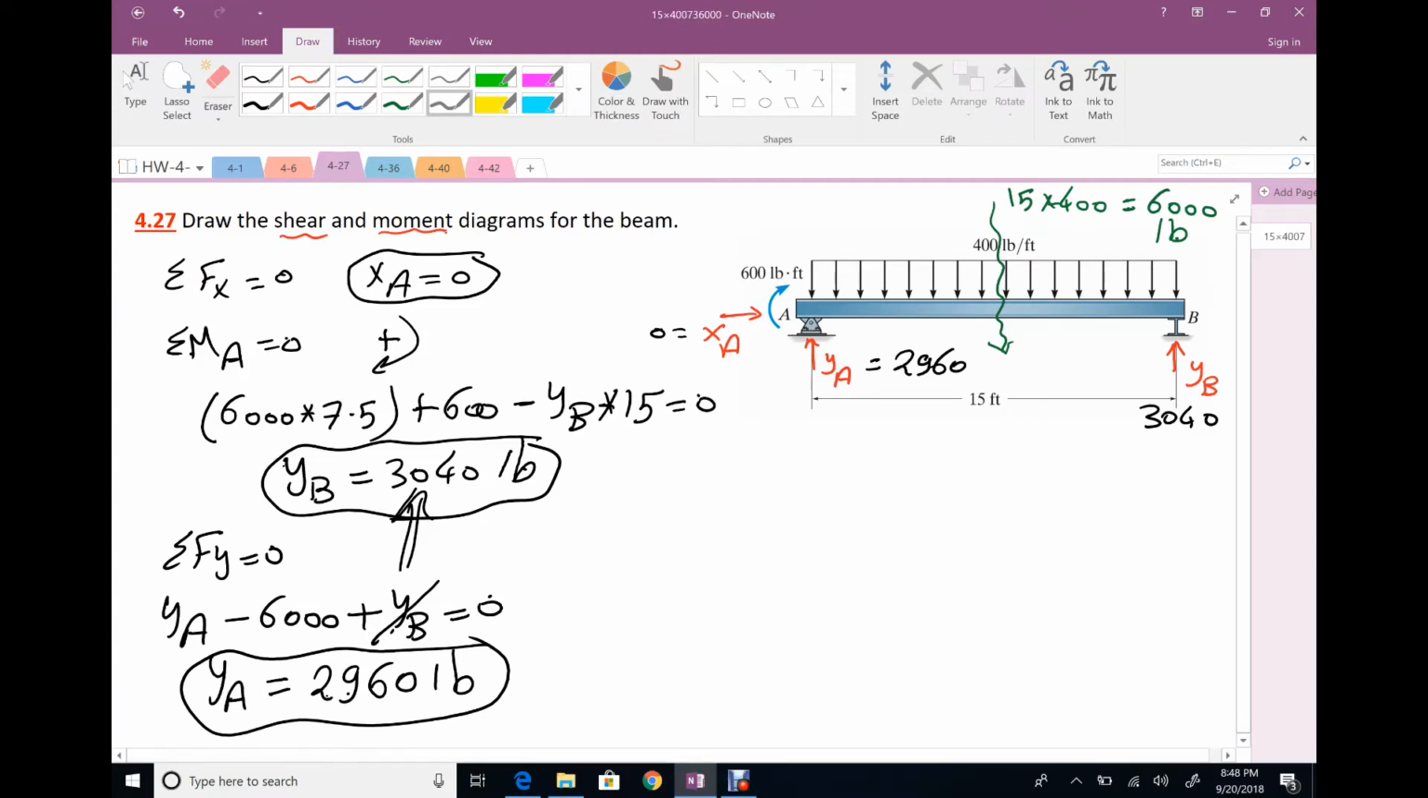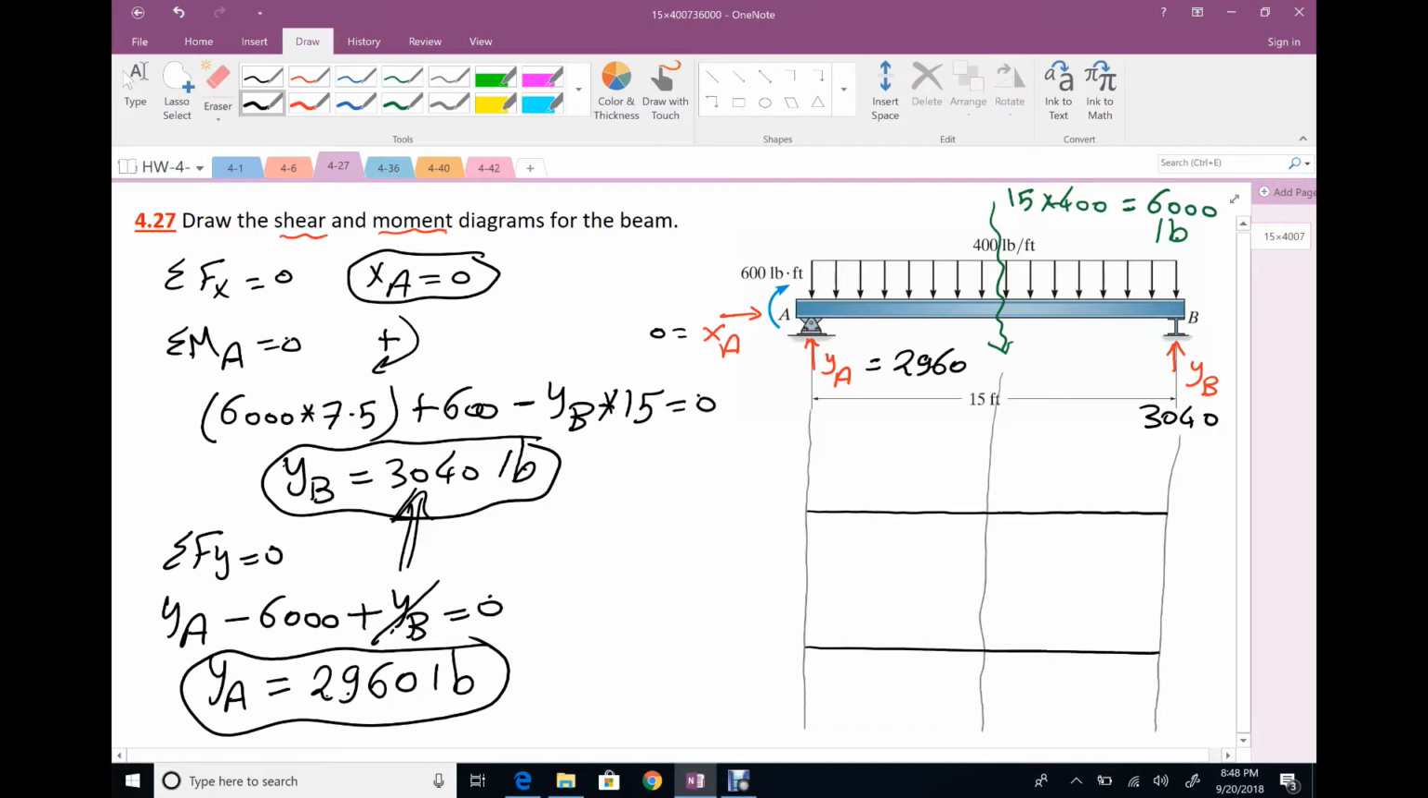First step to draw your shear force diagram. We are going to draw vertical lines at each load, support, and everything in your beam. Then draw line for shear and one more line for moment.